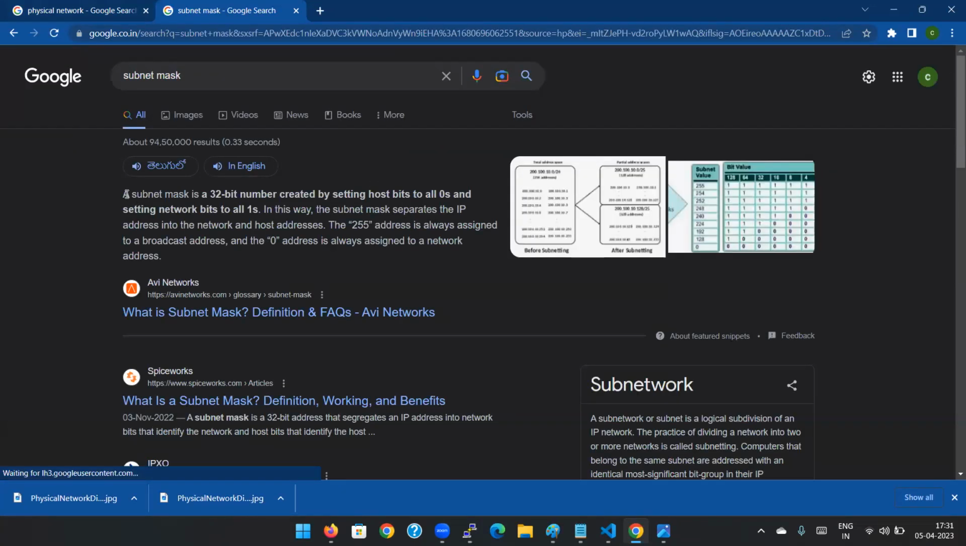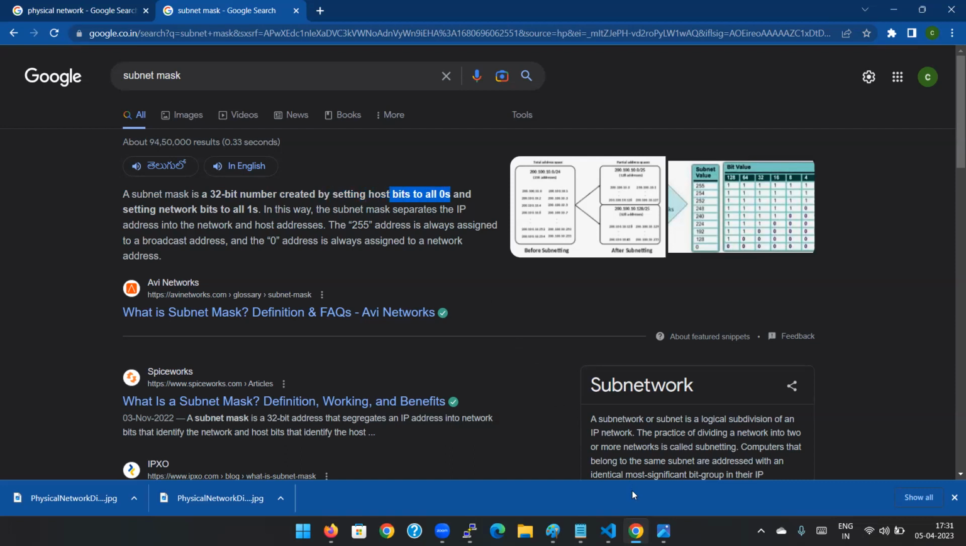So what is a subnet mask? A subnet mask is a 32-bit number created by setting host bits all to zeros and setting network bits all to ones. So a subnet mask is a 32-bit number. In an IP address you have 32 bits, and in the same manner, in the subnet mask also, you will have 32 bits. We are setting our host bits to all zeros.